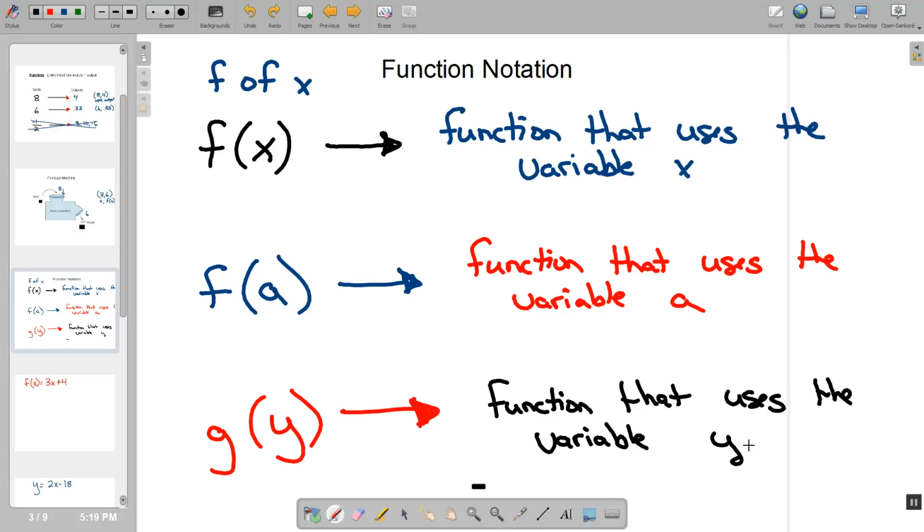So usually when you see f of x and then later you'll see g of x, it really shows that they're different functions. Okay? So the function notation might seem a little bit new to us, but it's actually not that scary once we can get comfortable with what it means.